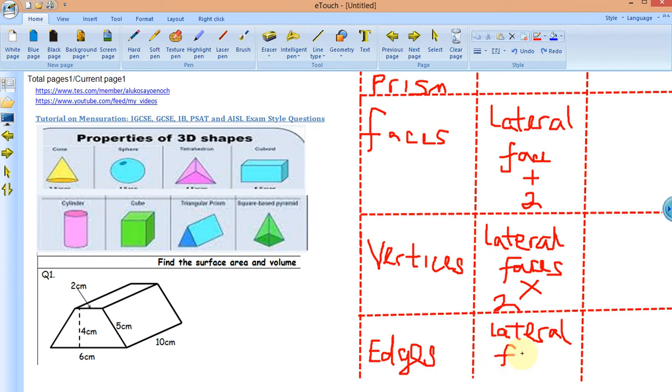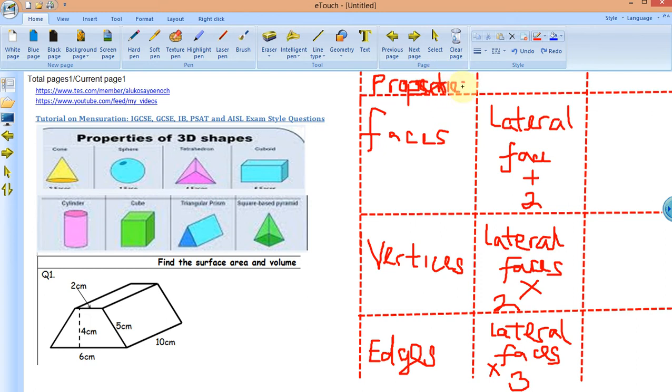So don't forget, lateral faces actually means sides times 3. I will not be careful to use this, so I'll just apply it to fill and then we go ahead with that. Let me change this to properties. Properties. Sorry about that.